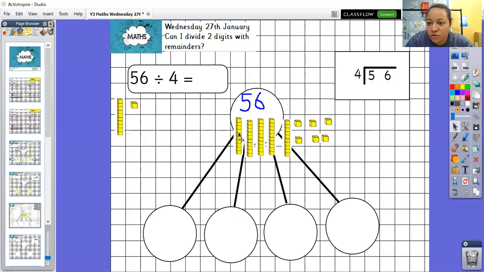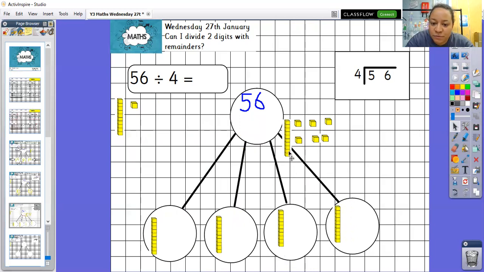Okay, so here we go. I'm going to share out my tens first. So 1, 2, 3, 4. Oh, have you spotted my problem? I've got a 10 that I need to exchange because I can't share it equally. I can't just put it in there because then there'd be 2 in this one and only 1 in each of these circles. So I have to exchange it for 10 ones. So let's exchange it. So I've put it away. So I've got 1, 2, 3, 4, 5, 6, 7, 8, 9, and 10.